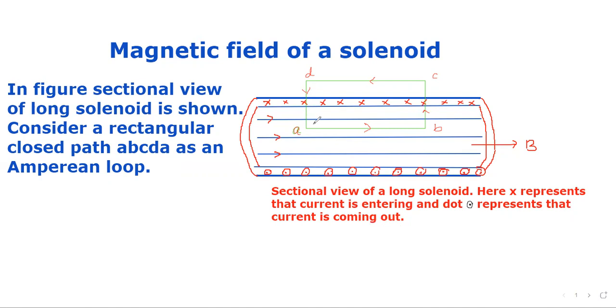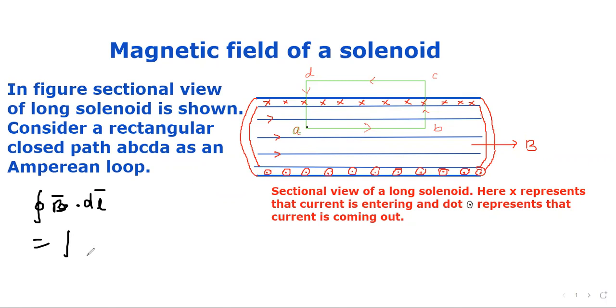Now we consider this Amperian loop and try to find the value of the magnetic field inside the solenoid. So let's apply Ampere's circuital law: closed integral B dot dl. For this purpose, we break this loop into four parts: A to B, then B to C, then C to D, and then D to A.